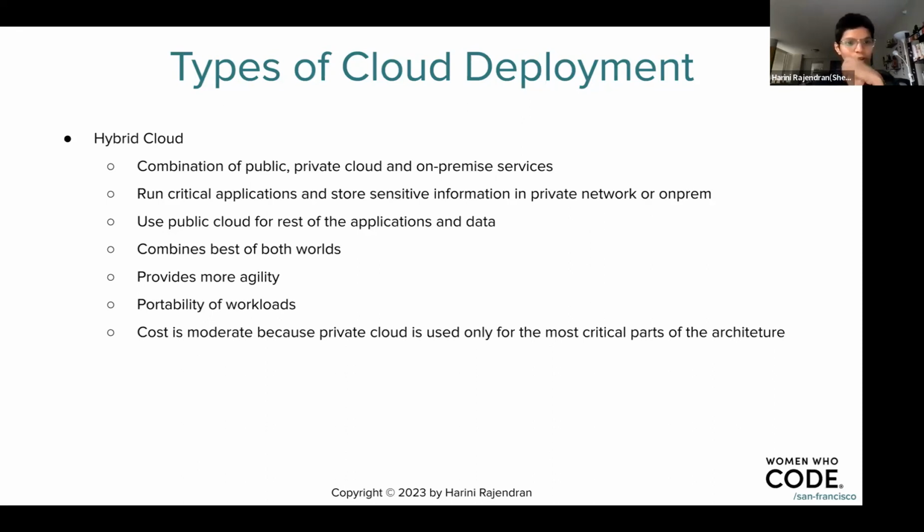So if AWS is down, our software would still keep running in Azure and GCP. So that's another way of looking at hybrid cloud, where you deploy the same thing across different cloud providers. The biggest advantage of this is portability of workloads. You can choose where to deploy what. It gives you more agility.